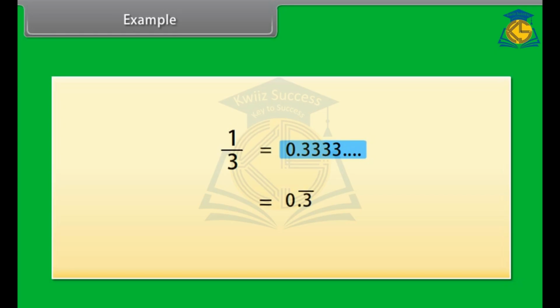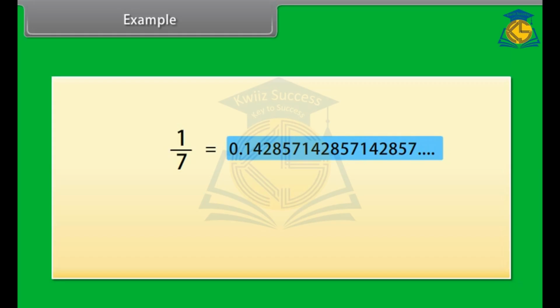Let's take another example. Decimal expansion of 1 by 7 is 0.142857, 1, 4, 2, 8, 5, 7, and so on. Here 1, 4, 2, 8, 5, 7 is repeating. So we can write it as 0.142857 bar.